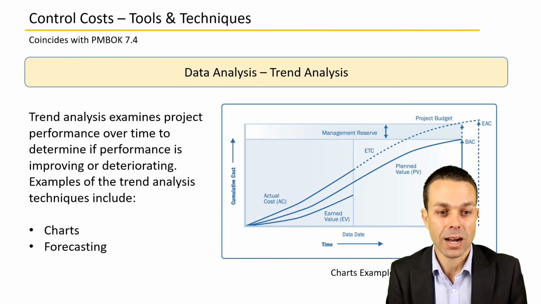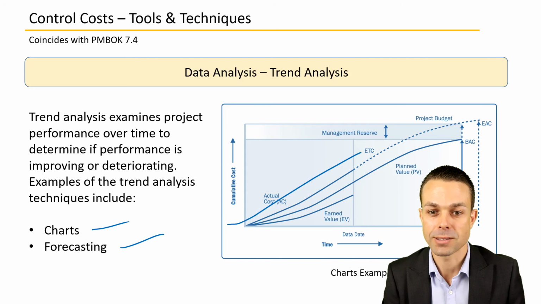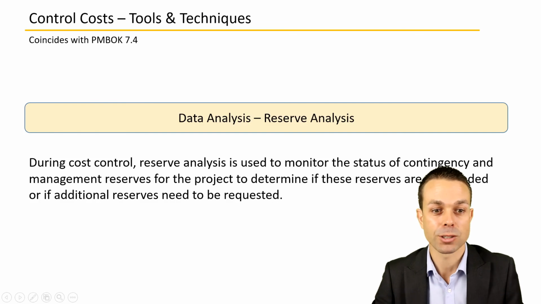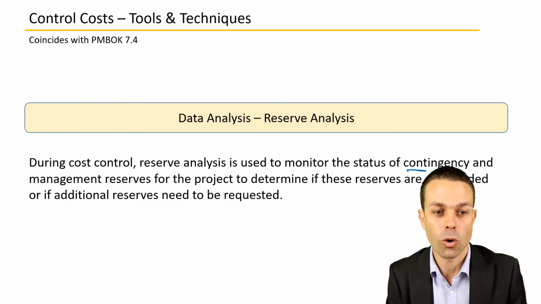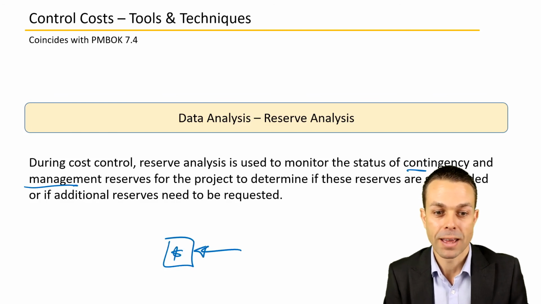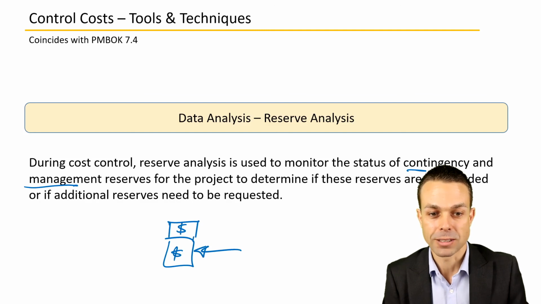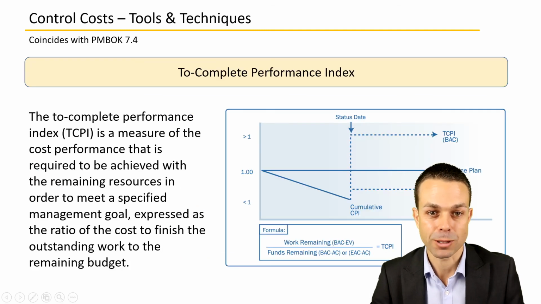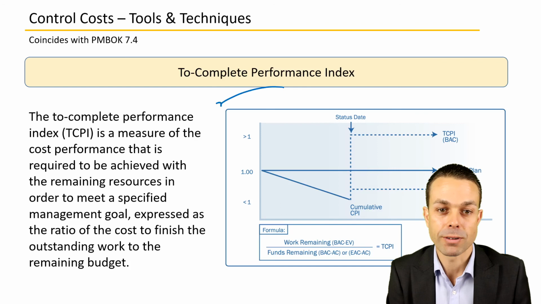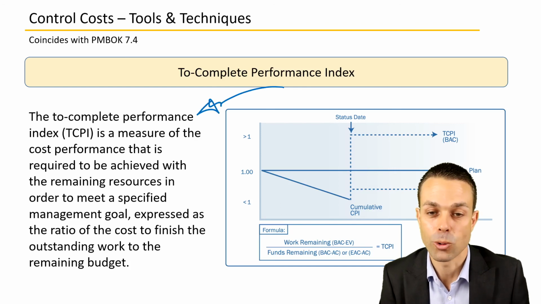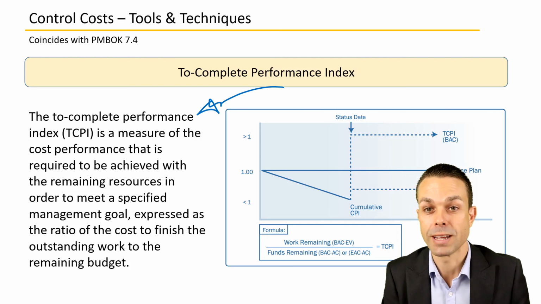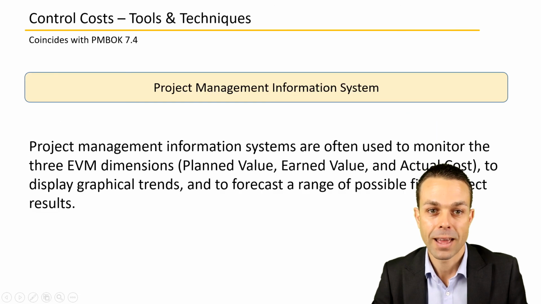So we may need to look at charts and forecasting, and this is where we're actually putting this into practice, a nice visual chart that we can see over time. Data analysis and reserve analysis, we may need contingency or management reserves, and contingency reserves may go into our cost baseline itself, and management reserves will just be added on top just in case of any unforeseen risks that do come up. We'll definitely need the to complete performance index as well, and this is also covered in a key concept video. What money do we need in order to complete the project? Are we on track? Is it exactly what we had planned, or do we need more money in order to finish this project?